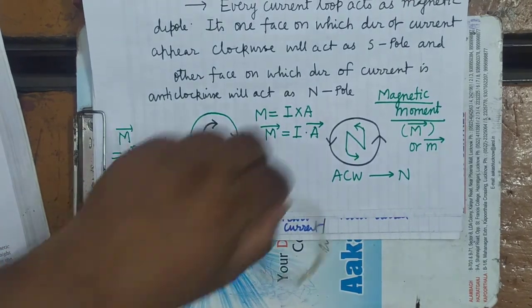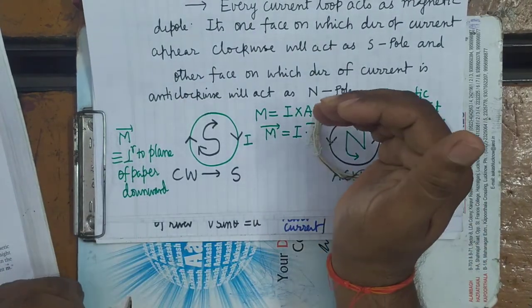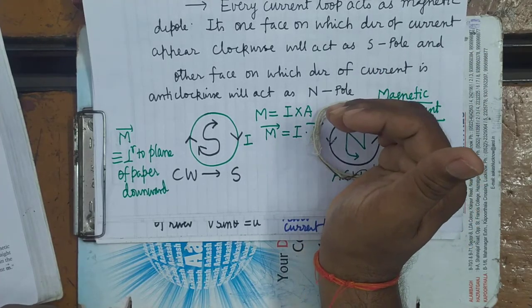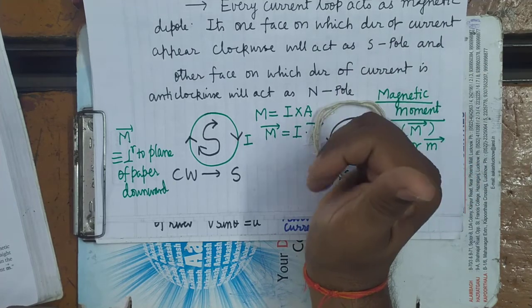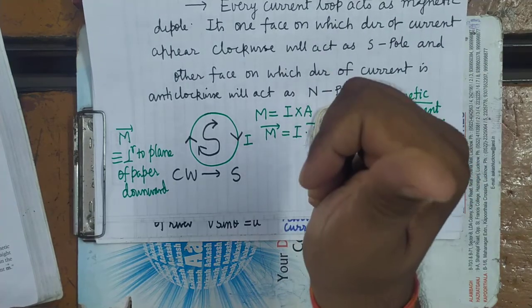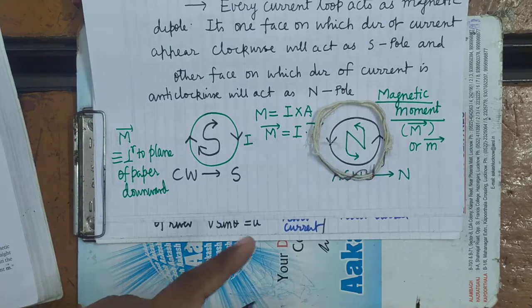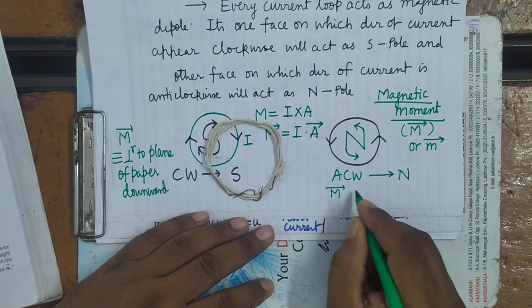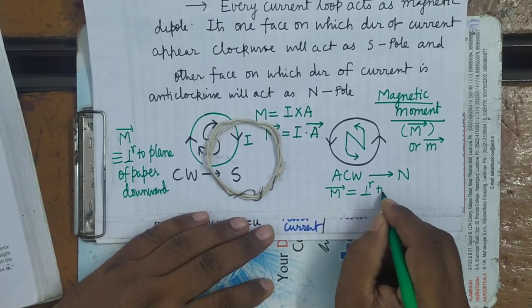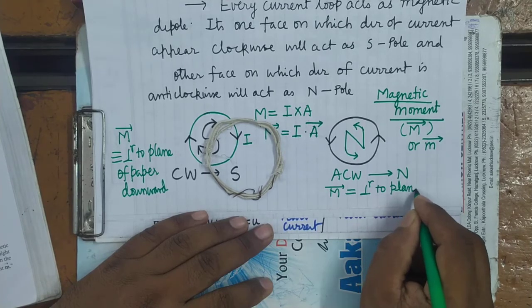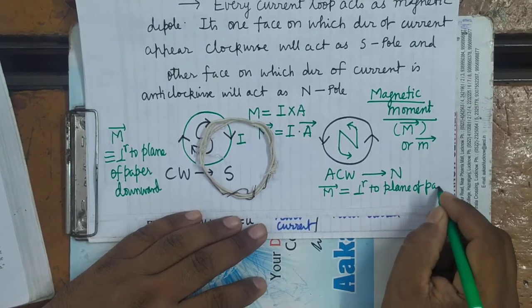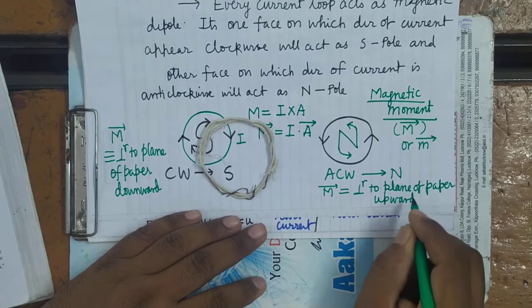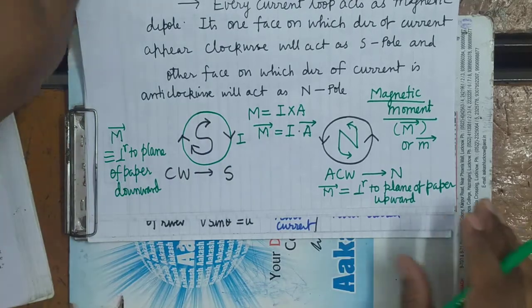If you see here, how will you adjust it? You will adjust the curling of fingers of the right hand in the anti-clockwise direction. They are curling in the anti-clockwise direction. Thumb is pointing in the upward direction. It is clear. So what is the magnetic moment? Here the magnetic moment will be perpendicular to the plane of paper, upward. So this way you can find the direction of magnetic moment.